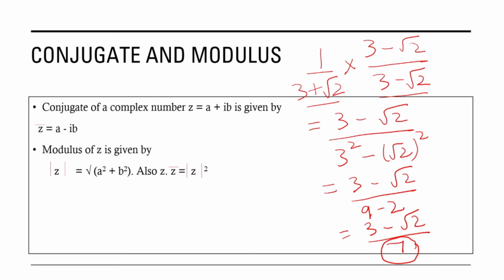Now next we have the modulus of a complex number. The modulus of a complex number z is given by mod z equal to square root of a square plus b square. Also we can write z into z bar is equal to mod of z the whole square. Now let us see how z into z bar is equal to mod of z the whole square.